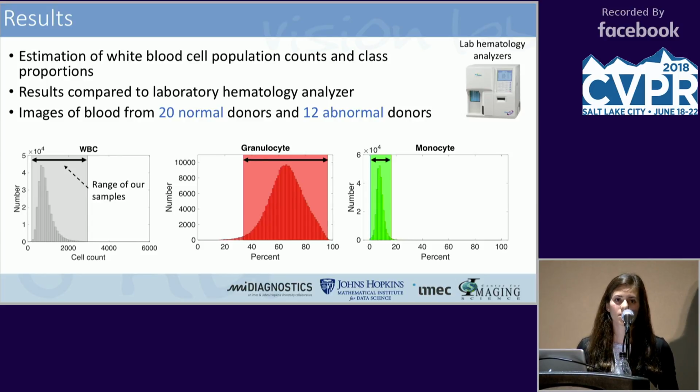Now, it's important to make sure that our method can perform well not only near the distribution means, but also on the tails of the distributions. And for this reason, we've obtained blood samples that come from both normal donors that tend to lie near the means of the distributions and abnormal donors that tend to lie on the distribution's tails. You can see, for example, in the leftmost figure, it shows the histogram with the number of blood cells in the 300,000 patient samples from the training database. And the region highlighted in gray indicates the range that our samples cover for testing.